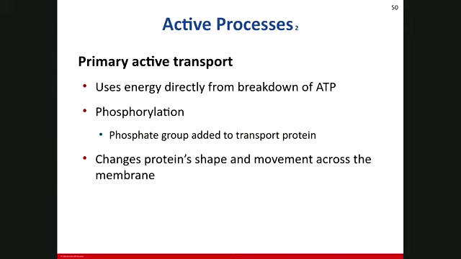The phosphorylation means that one ATP molecule is broken, as you see here. When we break down one ATP, we have one ADP, or adenosine diphosphate, and one phosphate group. This phosphate group can attach to transport protein. This process is called phosphorylation. By this phosphorylation, we have a change in the shape of protein, and then we have movement across the membrane.